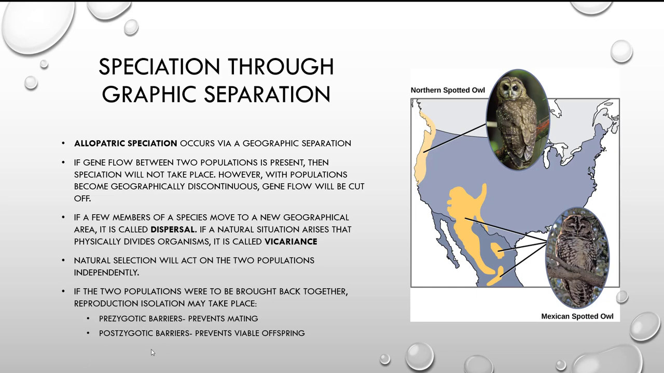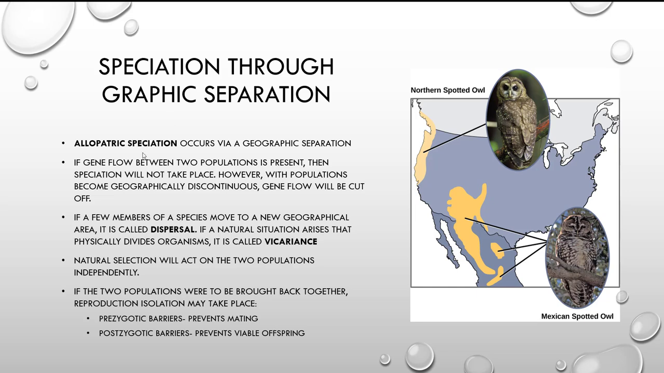Or there could be post-zygotic barriers. So if they do end up mating, the zygote might not be viable, okay? So it might not end up surviving to birth, or it does survive, but then the offspring ends up being sterile, like the zonkey, okay? So those are post-zygotic barriers, all right?